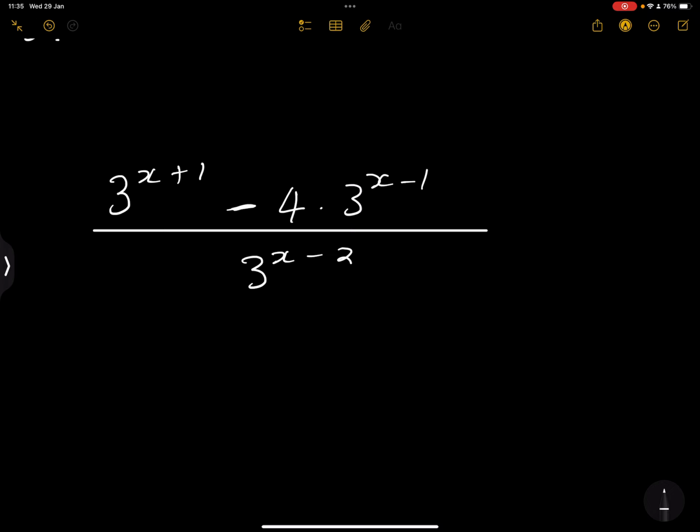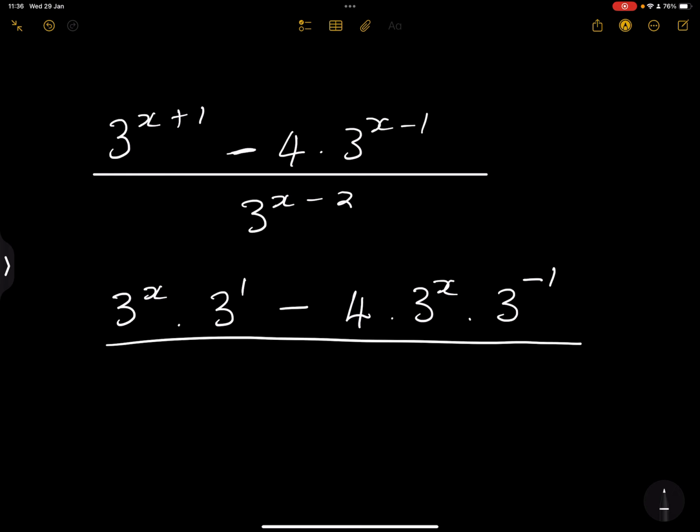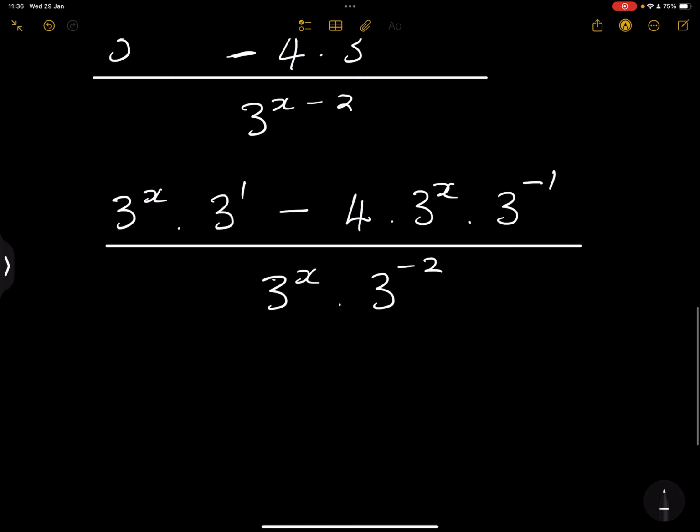Right, so we said the first thing is you need to ensure that you take out a common factor. Sometimes it's not as easy to identify. So firstly, try to actually just simplify it as much as possible. So 3 to the power of x times 3 to the power of 1, right? Minus 4 times, we've got 3 to the power x times 3 to the power of minus 1. All right, and this is divided by, you can write this as 3 to the power of x times 3 to the power of negative 2.